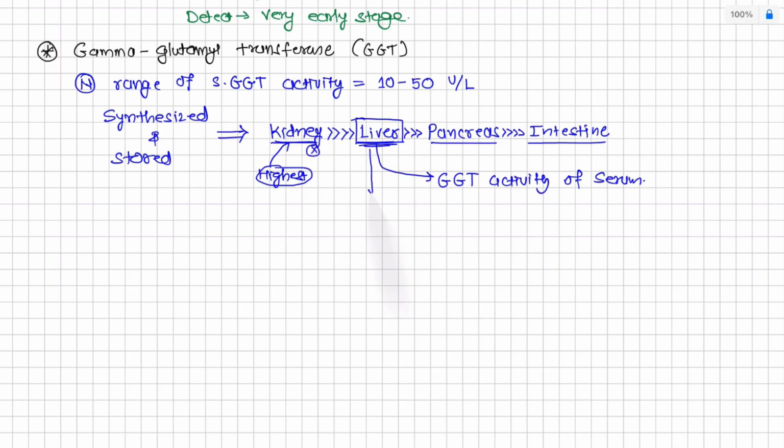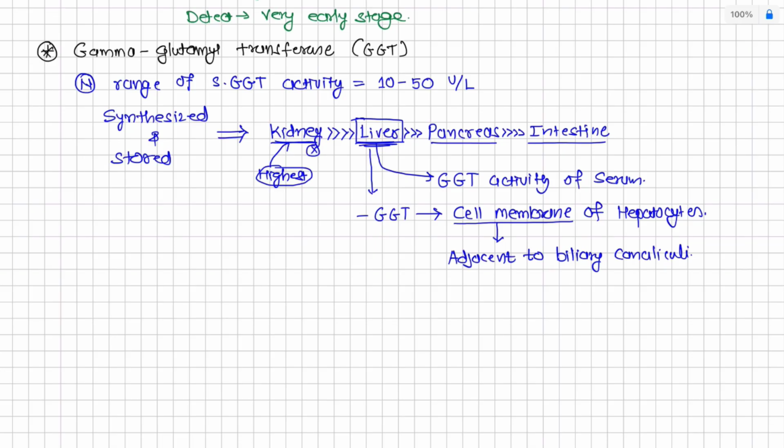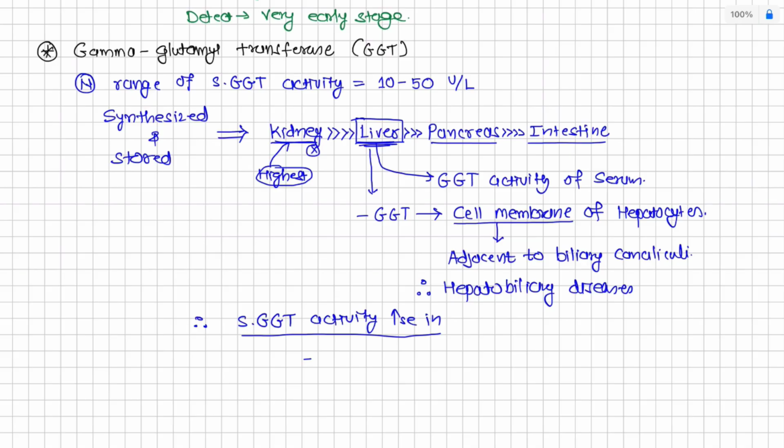Within the liver cells, gamma-glutamyl transferase is localized on the cell membrane of hepatocytes and specifically on that part of cell membrane which is adjacent to the biliary canaliculi. So this makes it an excellent marker for hepatobiliary diseases. So serum gamma-glutamyl transferase activity rises in which condition? In any hepatobiliary disease like obstructive jaundice, hepatitis, and chronic alcoholic liver diseases.